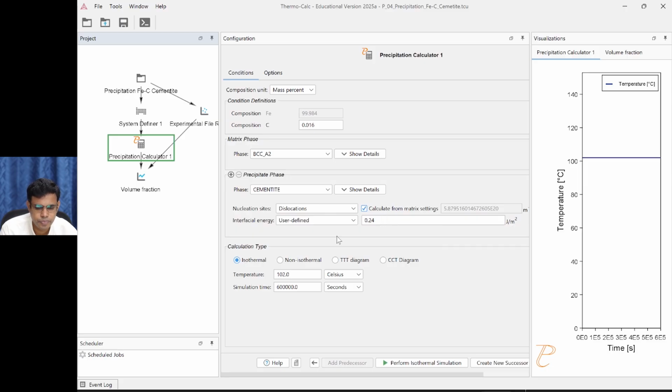Okay, and then isothermal exposure is selected in the calculation type at 102 Celsius, and the simulation time is 6 lakh seconds. This is what we are going to simulate. So we will see how the phase fraction changes with time. You can click on this, perform isothermal simulation.